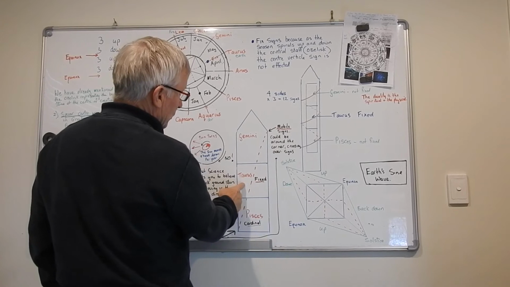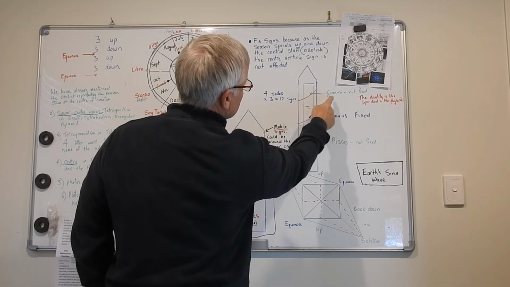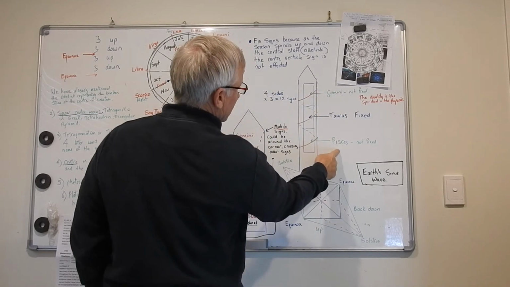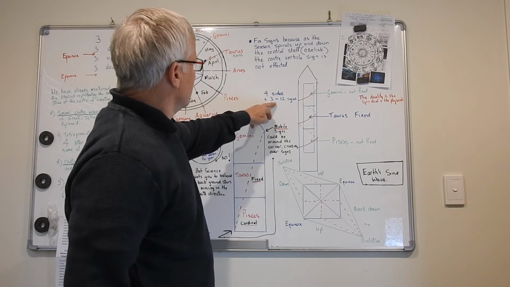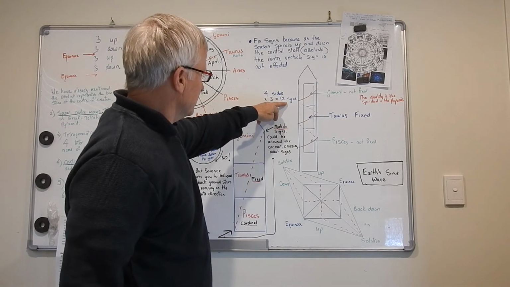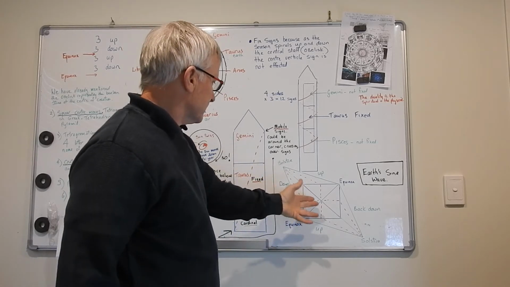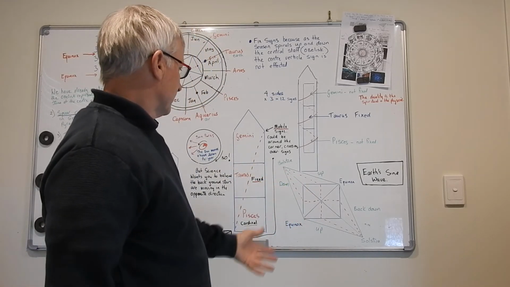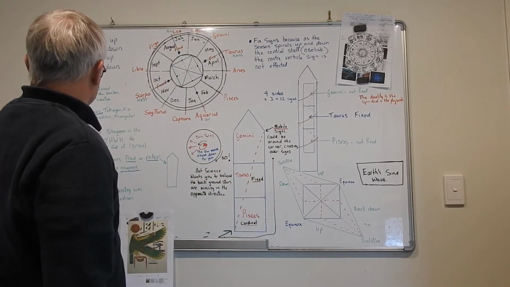So there's one way of drawing it. There's another way of drawing it. Centre, Taurus, Gemini, not fixed, not fixed. 4 sides, the 12 signs. And another way of drawing it was like this, and look what I came up with. Which brings us to the tetrahedron.